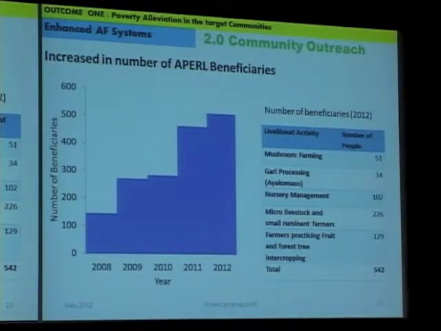This is another graphical presentation in terms of the increase in the number of APERL beneficiaries, those who have benefited from APERL within the community. And you see mushroom farming, gari processing, and so forth, micro livestock, nursery management, farmers practicing fruit trees in croplands, and also those who are practicing trees on croplands. All have increased.